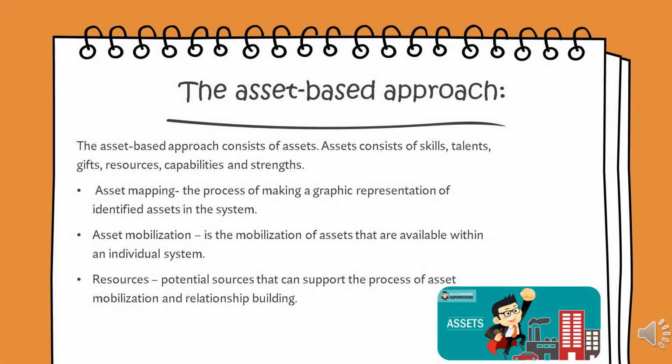The asset-based approach. The asset-based approach consists of assets. Assets consist of skills, talents, gifts, resources, capabilities, and strengths. Asset mapping. The process of making a graphic representation of identified assets in the system. Asset mobilization is the mobilization of assets that are available within an individual system. Resources. Potential sources that can support the process of asset mobilization and relationship building.